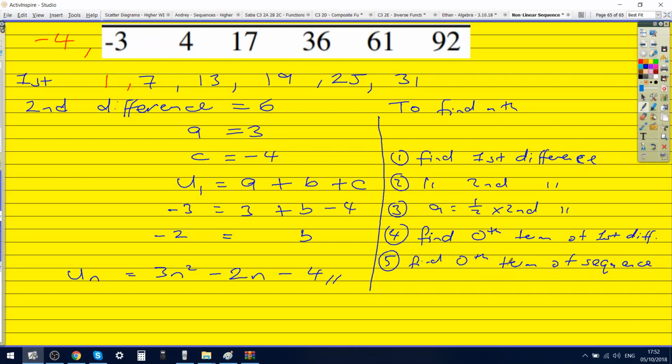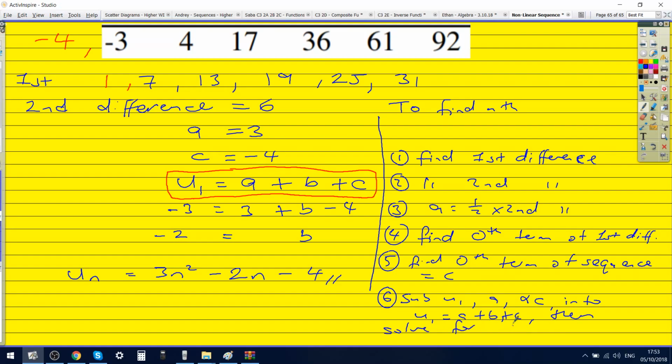So you always do it in an intuitive way, just making sure that you'll remember it. The first term, U1, so in this case minus 3, but in general the first term is always A plus B plus C. So you can sub in the first term for U1, A into A, C into C, and then solve it for B, because you might get tricky numbers. So find A, find C, then sub U1, A, and C into U1 equals A plus B plus C, then solve for B. Any questions there?